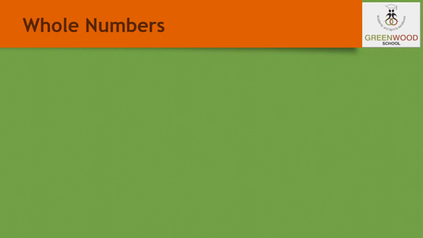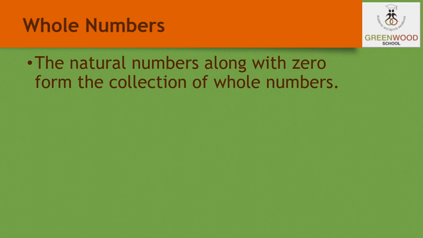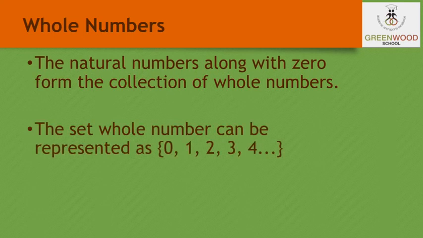Now, a question arises in our mind. What are whole numbers? Whole numbers are the numbers which include natural numbers as well as 0. That means the set of whole numbers is 0, 1, 2, 3, 4 and so on. Here in this set, we include 0 as well as all the positive numbers. Such sets are known as whole numbers.